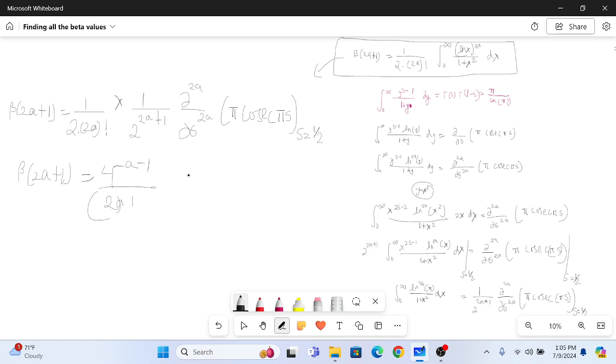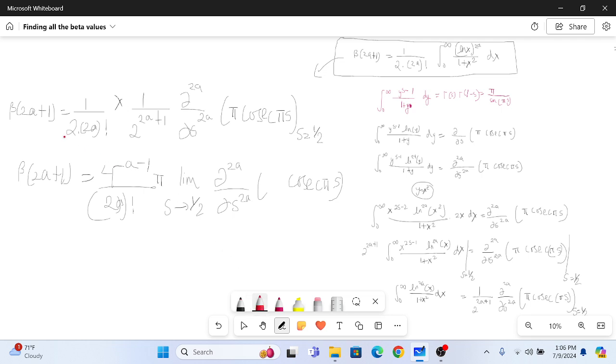Yes, and then for the limit s goes to 1 by 2, we want to find this 2a-th partial derivative with respect to s of pi cosec pi s. Since pi is just a constant, I can take it out of the differentiation and write it over here.